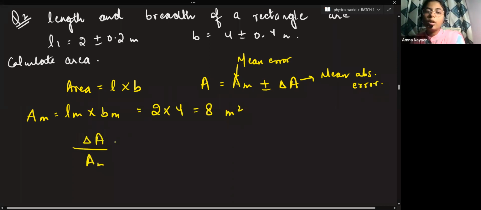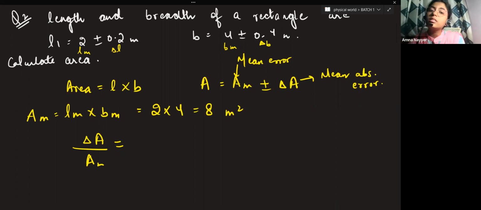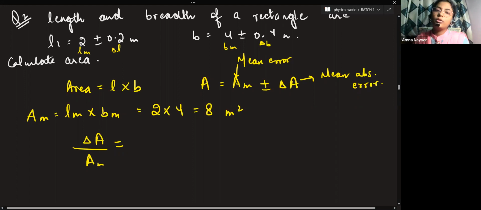This is equal to what? This is equal to first one, delta L. This is delta L, this is LM. This is BM, this is delta B. Are you able to understand what is this LM, what is delta, where I am writing delta, where I am writing BM, or is there any confusion in this? Because this is the basic part. Let me know, both of you.